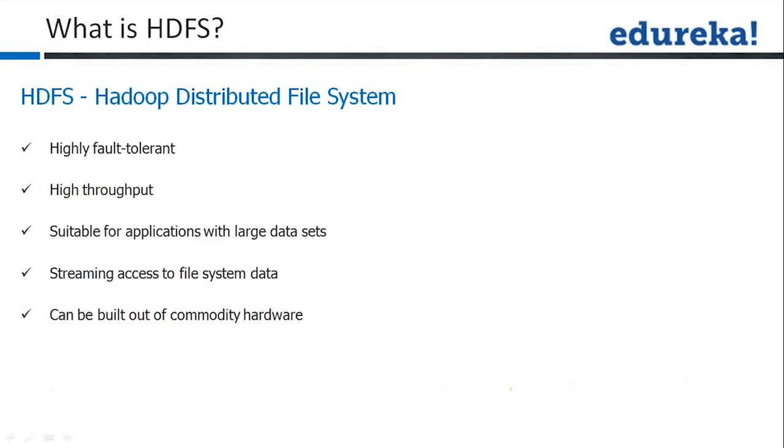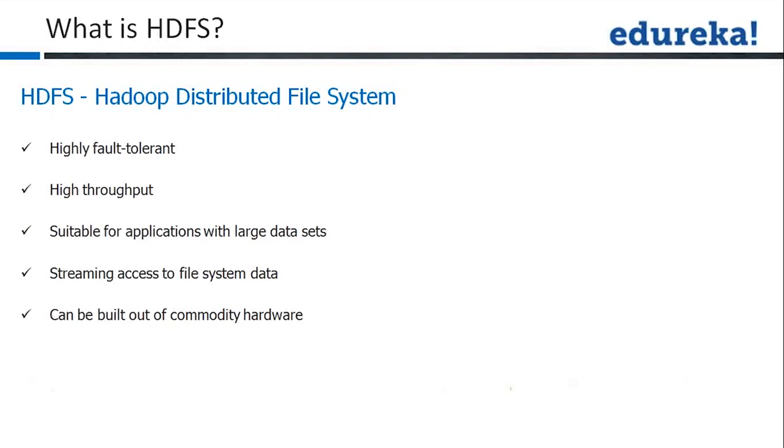The next point is streaming access to file system data. It means that we are doing something like a write once and read many times kind of operation, which will be the case when we are analyzing logs, unstructured data. You will be doing streaming access to data where you will not be updating the records again and again. That's very much different from a bank record. So that is where this makes more sense, where you write once and read many times.